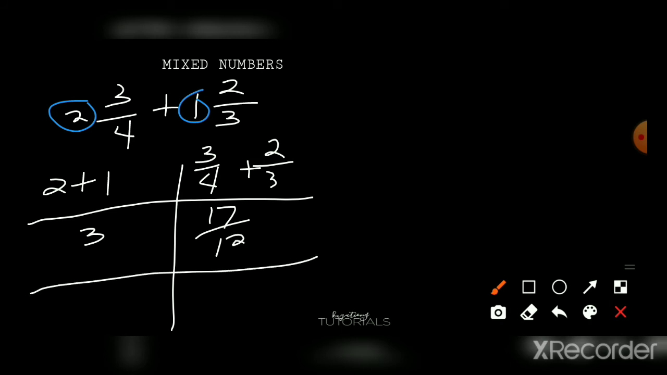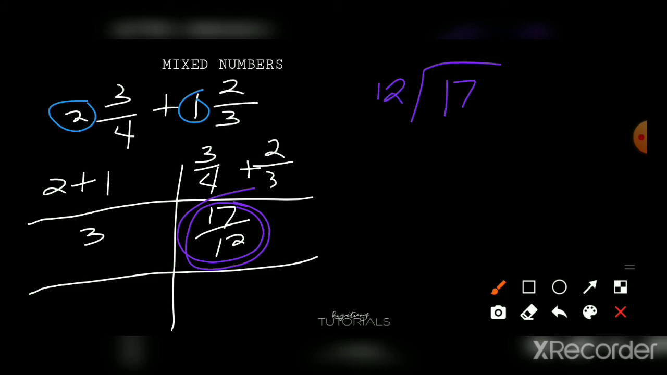Ang pangutana, okay ra ba og ingani? 17 over 12? Mas dako man ang ibabaw kumpara sa ubos. Ang tawag ana is improper fraction. Dapat man mas gamay ang ibabaw or mas dako ang ubos kaysa ibabaw. So dapat atong i-divide kini. So si 17 atong i-divide ni 12 para makita mas gamay ang ibabaw kumpara sa ubos.